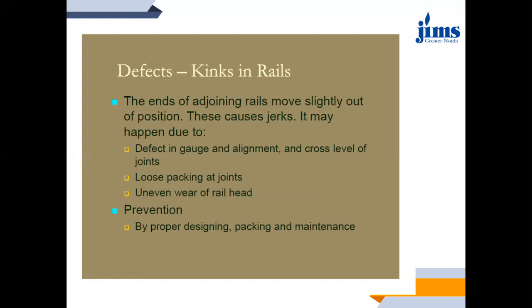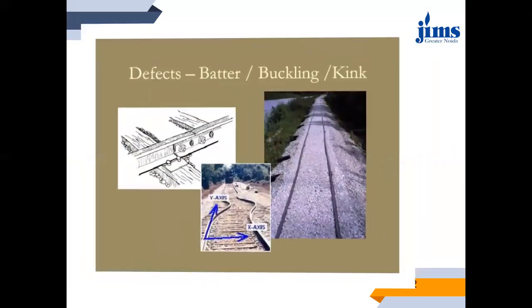These kinks in rails are caused by the following reasons: defects in gauge and alignment and crossing level of the joint. Sometimes loose packing at the joints also causes kinks in rails. Then uneven wear of rail heads may also result in kinks of the rail. These kinks in rails can be prevented by proper designing, packing, and maintaining the railway track or the P-way.